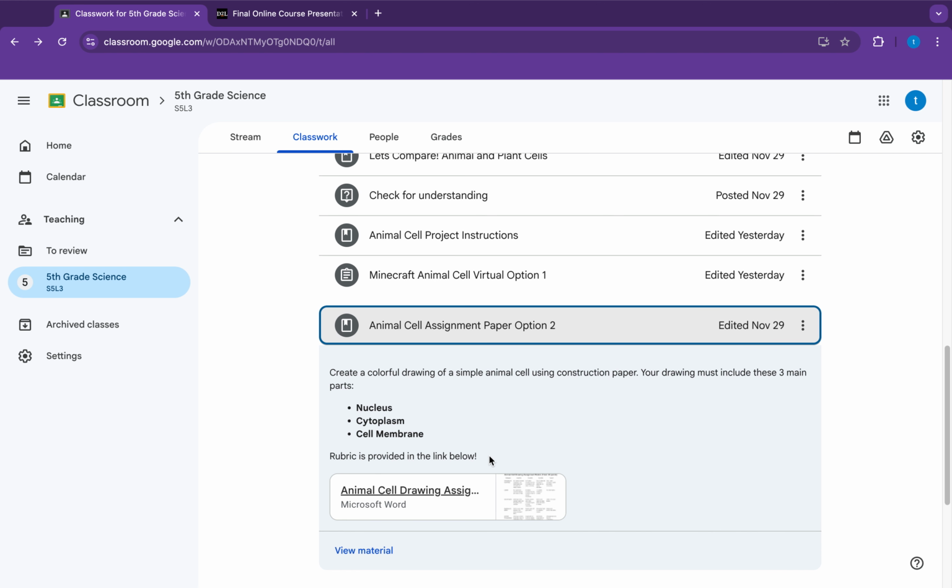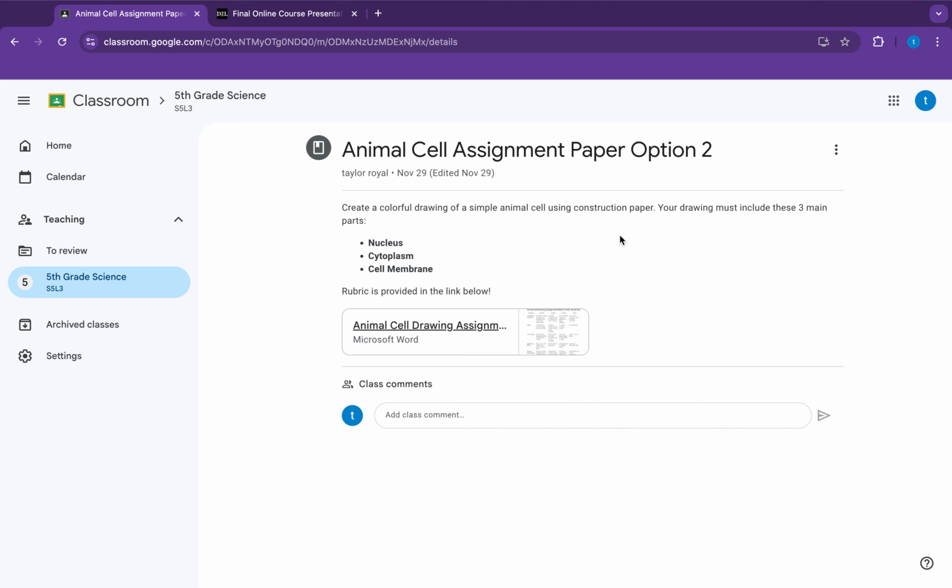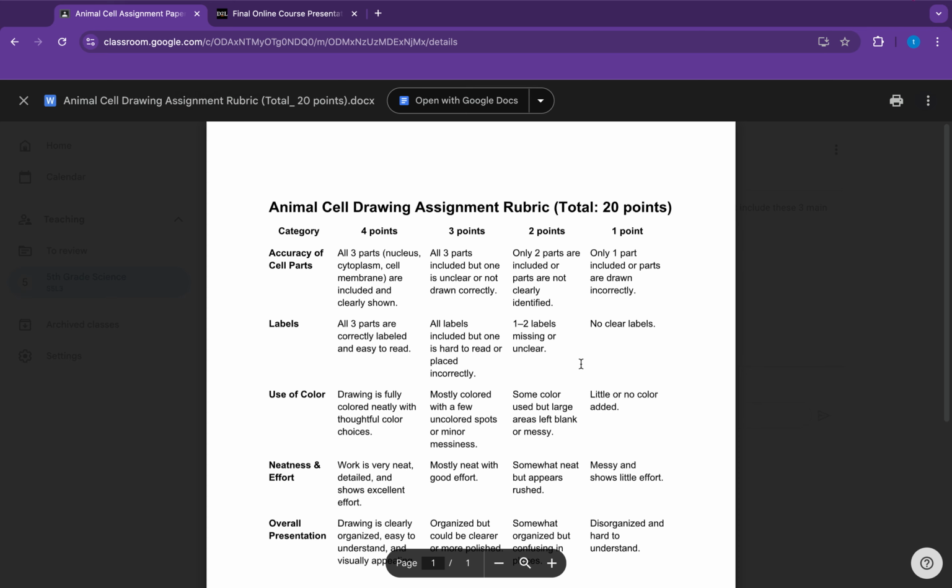Option two. Option two looks like there's less up here, but that's because there's not really much to explain. They're going to be provided with construction paper. They'll be able to draw out the nucleus, cytoplasm, and cell membrane. And there's a rubric added for this one as well.